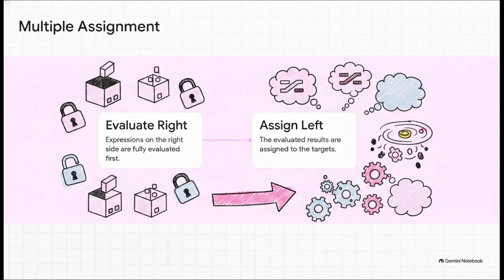It looks at the current values of b and a + b and calculates those brand new objects. Only after those new results are fully evaluated does it move on to step 2, which is assigning those new items from left to right to the targets on the left side, a and b. The right side evaluates entirely before the left side updates. This is absolutely crucial because it prevents the variables from accidentally overwriting each other midway through the process.